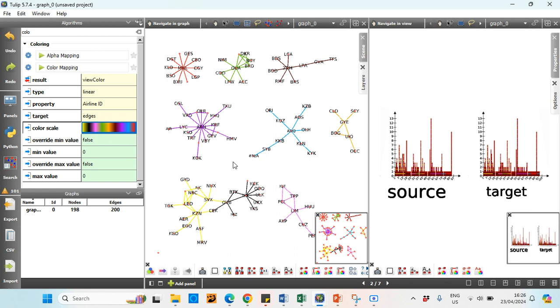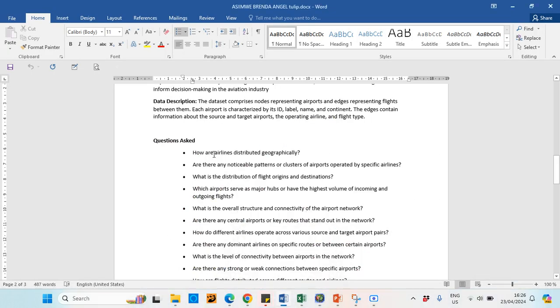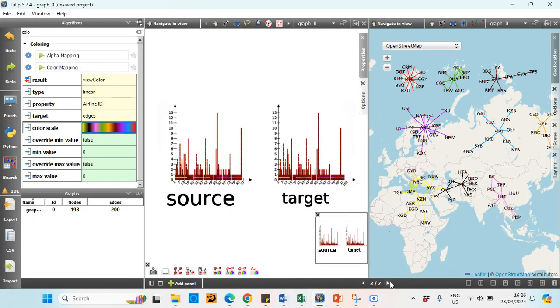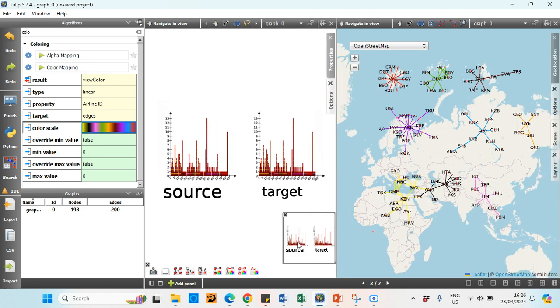We shall get more into it when we look at the geographical view. So maybe we shall look at the questions while we look at that. I asked how airlines are distributed geographically, and whether there are noticeable patterns of airports operated by specific airlines. When you look at the data set, we shall go to the geographical data, and you notice these are the different patterns. This is one different airline. This is one different airline. This is one different airline. But are they connecting?